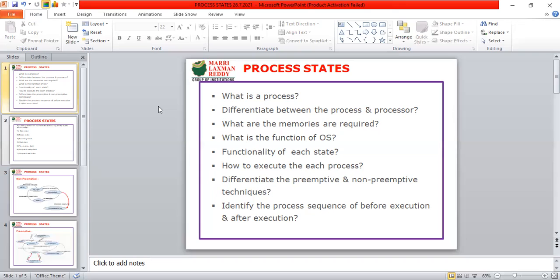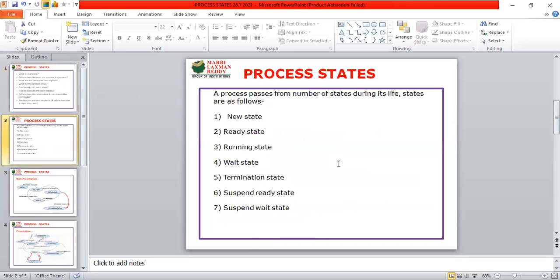Next one, functionality of each state. Here the process state consists of 7 states. What are the states? New state, ready state, running state, waiting state, termination state, suspended ready state, suspended wait state. Any process whose execution is completed will go to the termination state. Otherwise, that process passes through a number of states during its life.